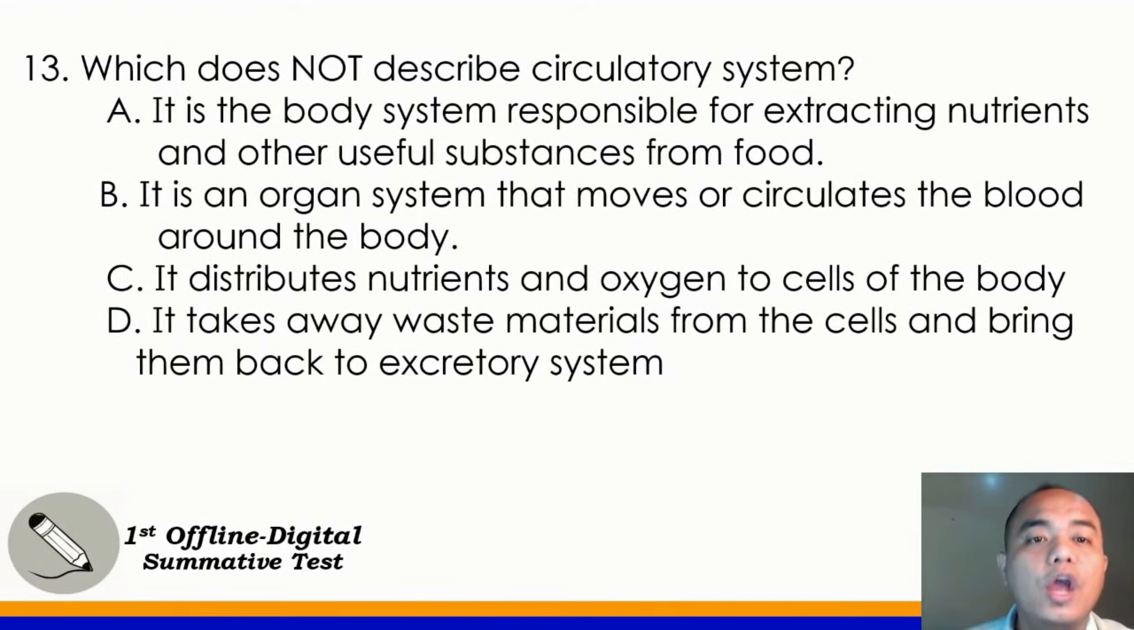Next, number 13. Which does not describe circulatory system? A. Is the body system responsible for extracting nutrients and other useful substances from food? B. It is an organ system that moves or circulates the blood around the body. C. It distributes nutrients and oxygen to the cells of the body. Or letter D. It takes away waste materials from the cells and brings them back to the excretory system. The correct answer for number 13 is letter A.